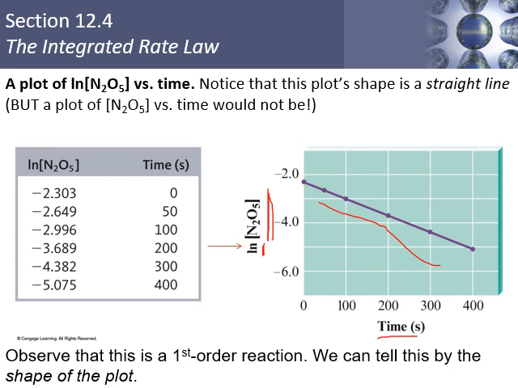So that's telling us this is a first order reaction. Now, if we had plotted just the concentration of N2O5 over time versus time, we would not have gotten a straight line. I don't know exactly what it would have looked like, but it wouldn't look like this. Anyway, that's how you can tell by a graph that this is first order.